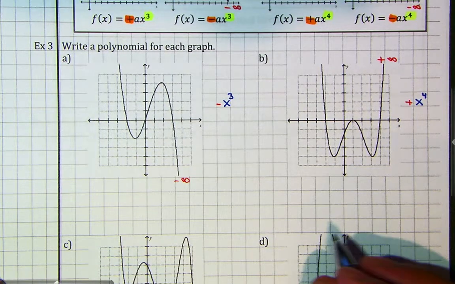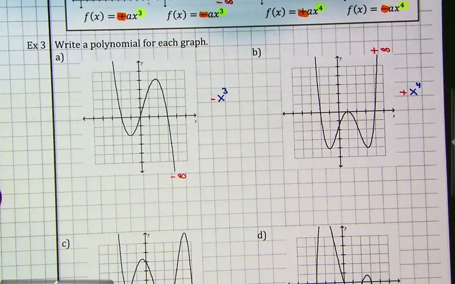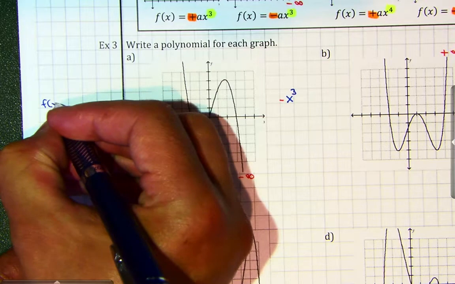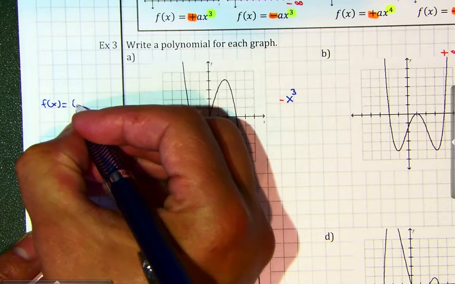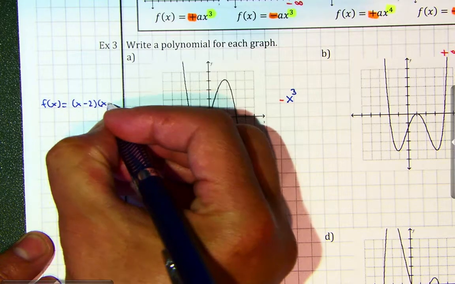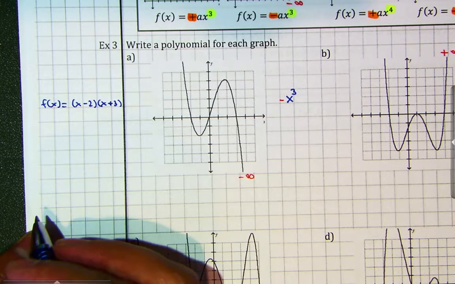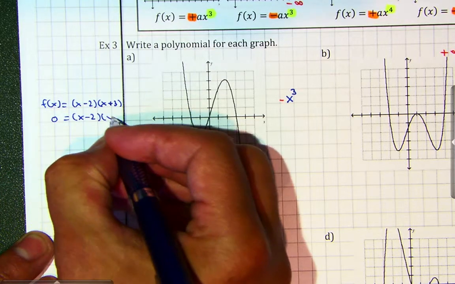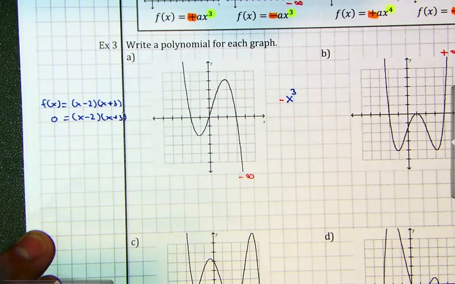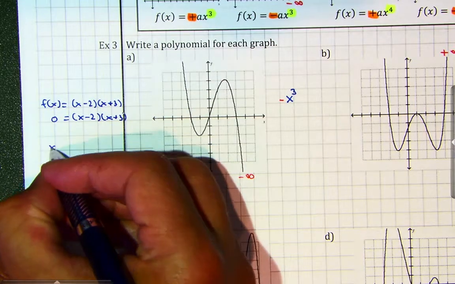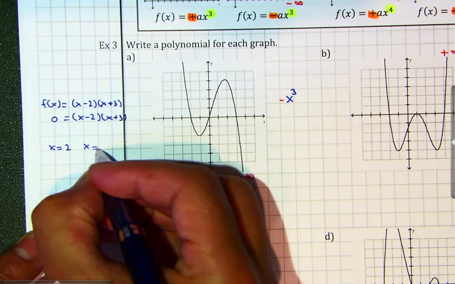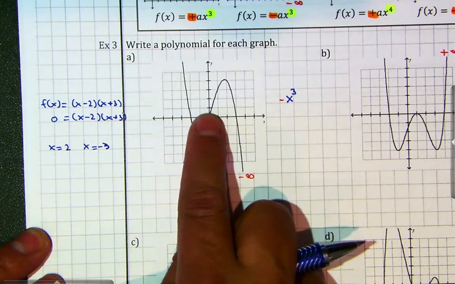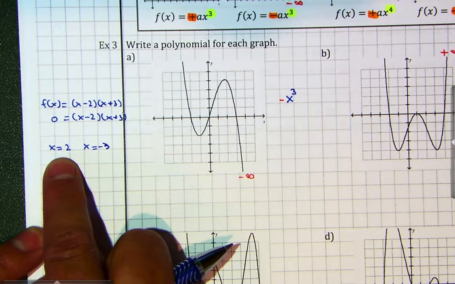So to write the polynomial, we know that whenever we solve a function, for example, if you have f of x is equal to x minus 2 and x plus 3, to find the solution, we'll set it equal to 0. x minus 2, x plus 3. Then what will be the solutions? It will be x equal to 2 and x equal to negative 3. Do you agree? So now we're going to be doing the opposite, because this will be representing the x-intercepts.